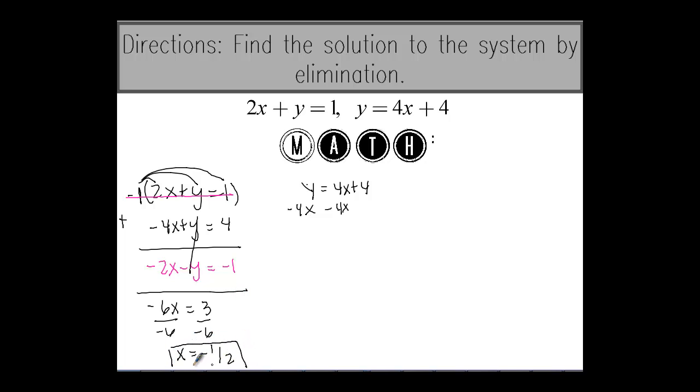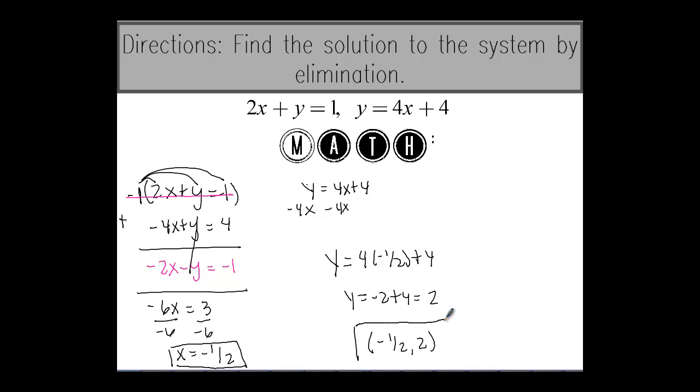Now that I have x, I take x and I plug it back into either one of these equations. I'm going to plug it into the second one again because it has y isolated. So y equals 4 times negative 1/2 plus 4. We know that that's y equals negative 2 plus 4, which simplifies to be 2. So my solution is negative 1/2, 2. We solved it all three methods, and we got the same answer doing it all three methods.